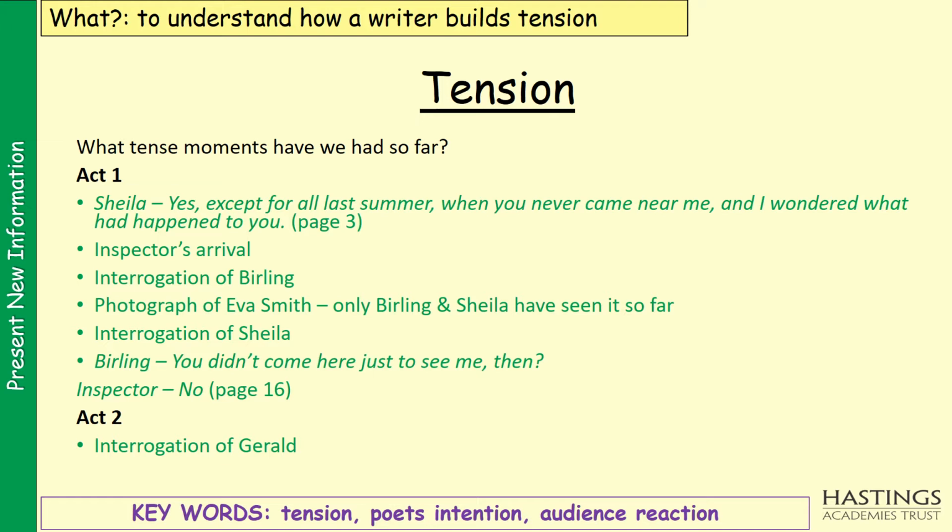Then we have the interrogation of Sheila. We have her saying, "You didn't just come here to see me then." We know there's tension building there as he's suggesting he's not the only one at fault. Then in Act 2, we've got the interrogation of Gerald, which is where we're at the moment.